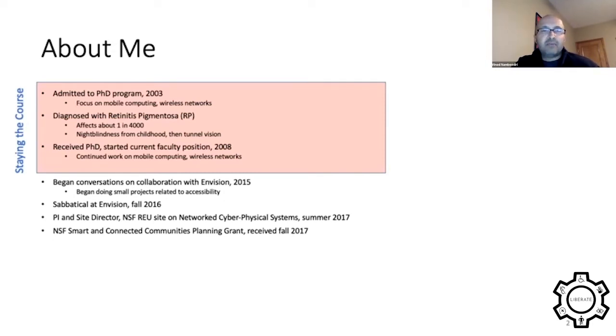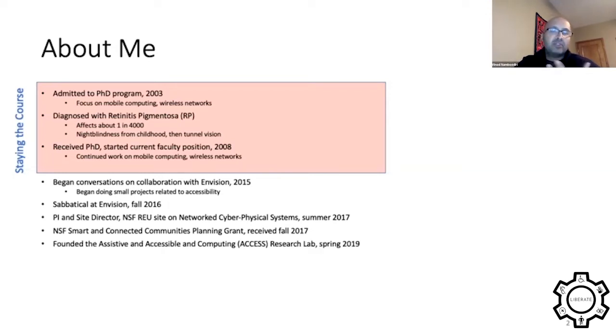Then I was able to start a planning effort in the NSF Smart and Connected Communities program, which allowed us to bring together various stakeholders to understand what the needs are out there in terms of assistive technology, specifically looking at wayfinding and navigation, which I will talk about later. So that was starting to happen at this point.